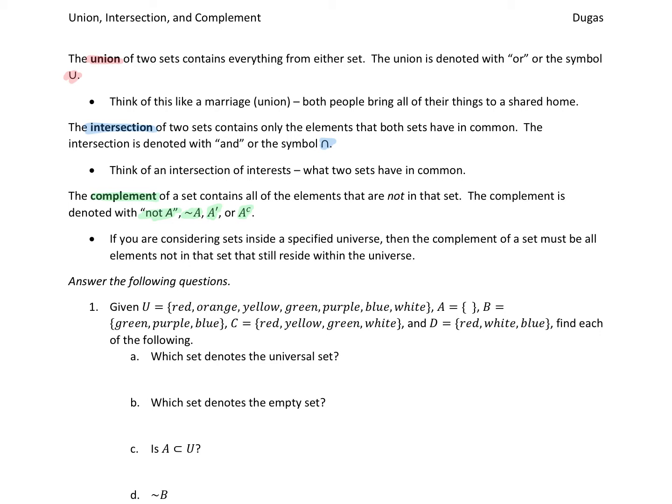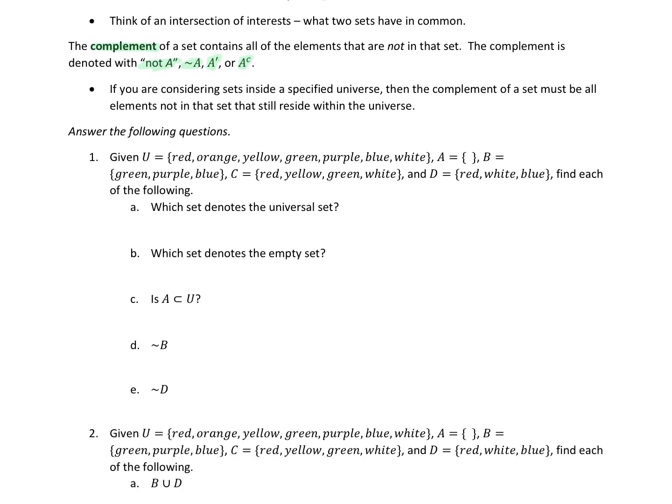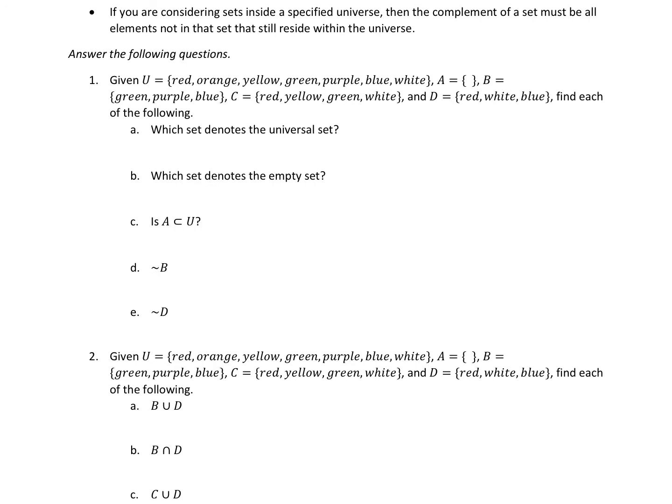Answer the following questions. Okay. Number 1, given the universe: red, orange, yellow, green, purple, blue, white. No other colors matter in this scenario. That's the universe of colors right there. A, notice there's nothing in that set. So that's the empty set. So A is the empty set.